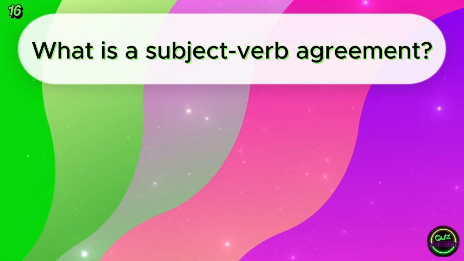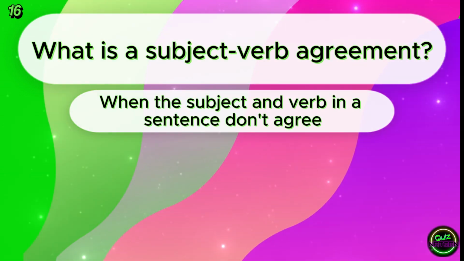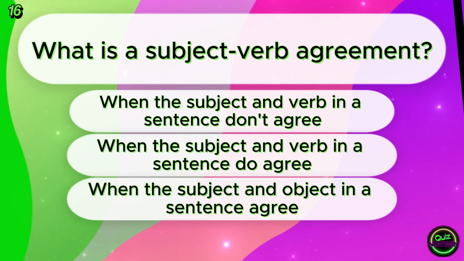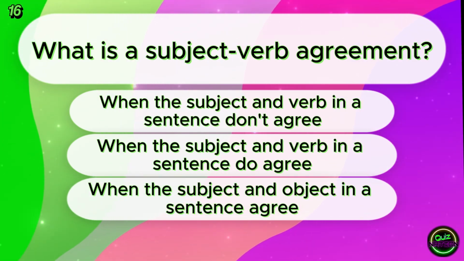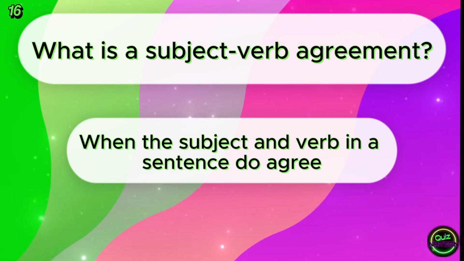What is a subject-verb agreement? When the subject and verb in a sentence don't agree. When the subject and verb in a sentence do agree. When the subject and object in a sentence agree. The answer: when the subject and verb in a sentence do agree.